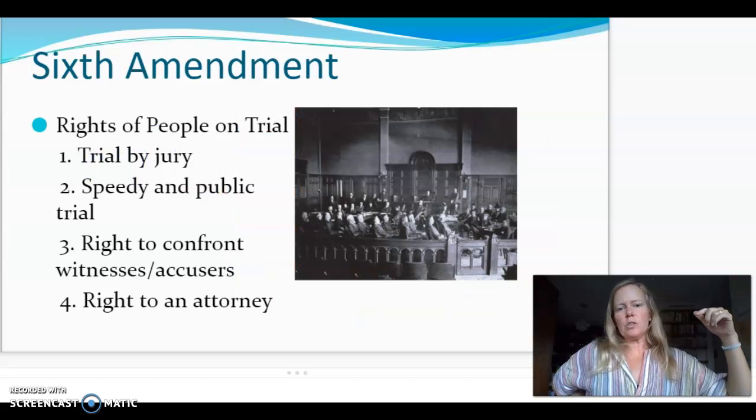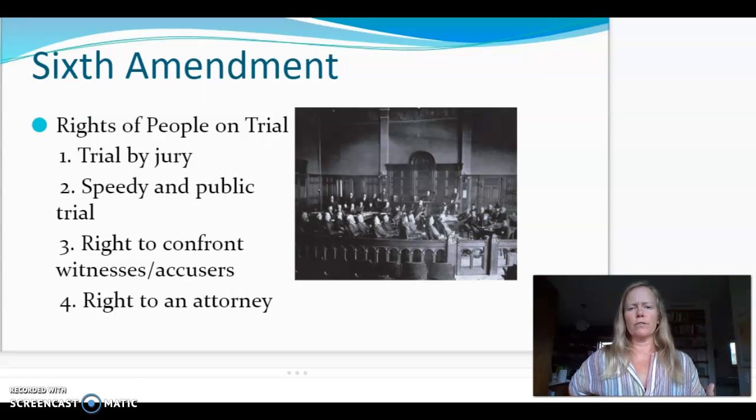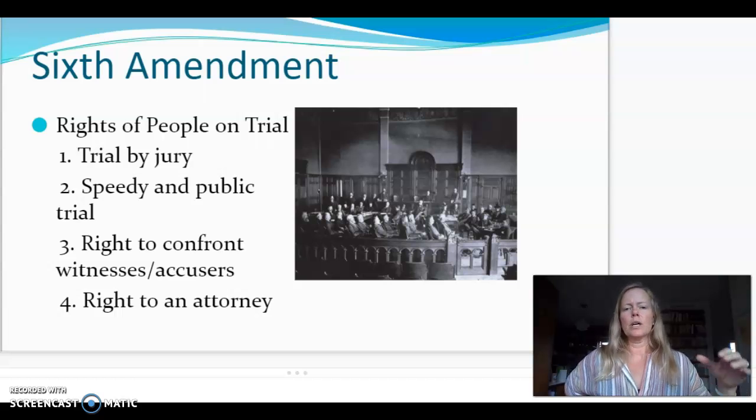Sixth Amendment, this is the trial portion. These four probably are familiar to you if you've watched enough TV. Trial by a jury of your peers, you have that right. You have the right to a speedy and public trial. Trials are public, okay? The public can see what's going on. The third one, the right for you, if you're accused, to confront witnesses that say you might have committed this crime, or your accuser themselves. And the fourth one is the right to an attorney, okay? So again, the Sixth Amendment is the trial process. Jury, speedy trial, right to confront witnesses and accusers, and the right to an attorney.